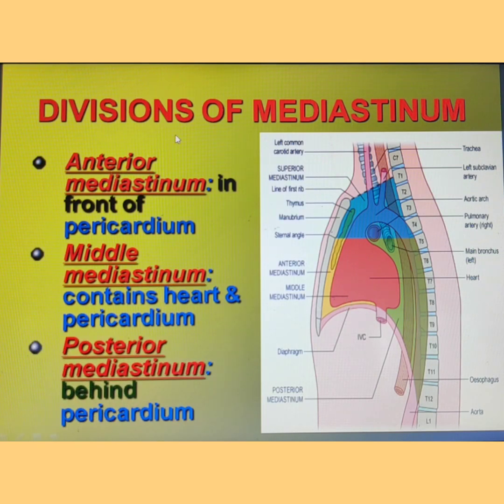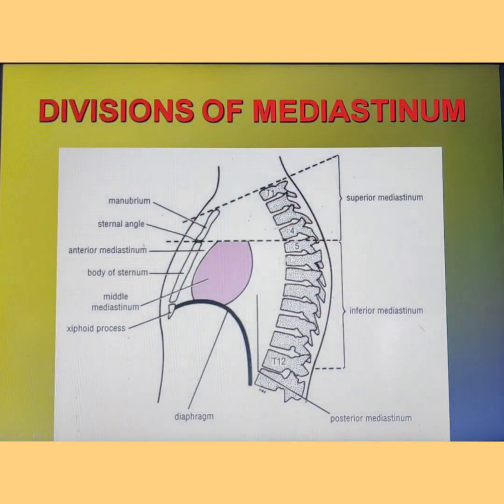Now let us discuss about the anterior mediastinum, which is a division of the inferior mediastinum, right? The anterior mediastinum lies in front of the pericardium. Middle mediastinum contains the heart and the pericardium. Posterior mediastinum lies behind the pericardium. So in this diagram we can easily make out these divisions of the mediastinum.